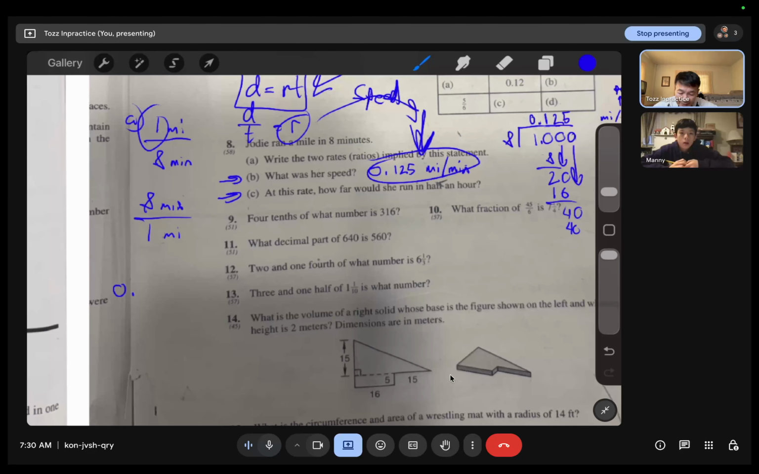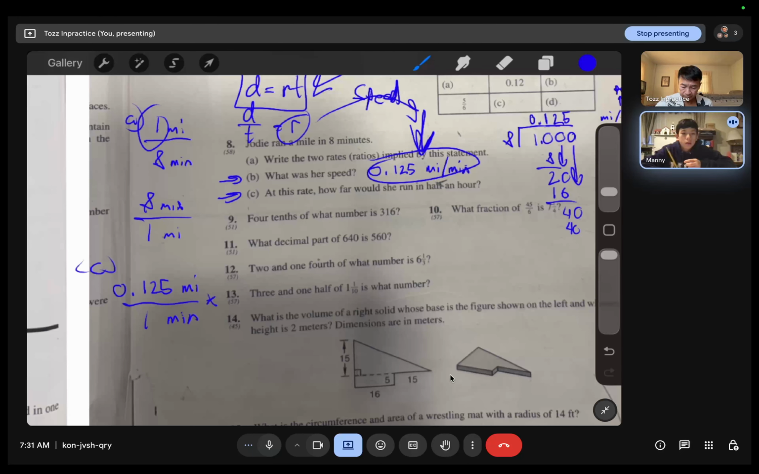Instead of 1 mile over 8, I would do it 0.125 mile over 1 minute. Does that make sense? I think you're good. Okay, now like this. I'm rewriting it, and then I'm gonna times something to get my answer for C. I'm doing C right now. So it's 0.125 miles over 1 minute times 30 minutes.